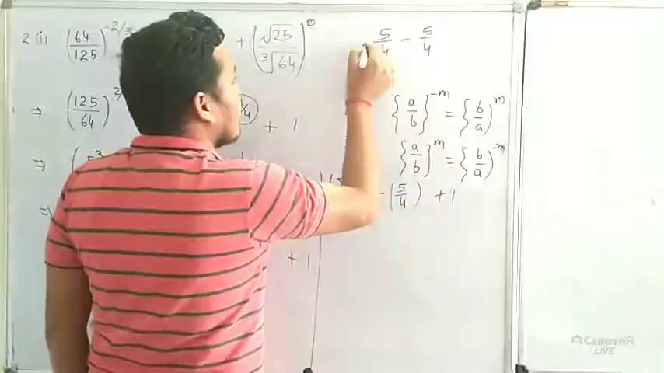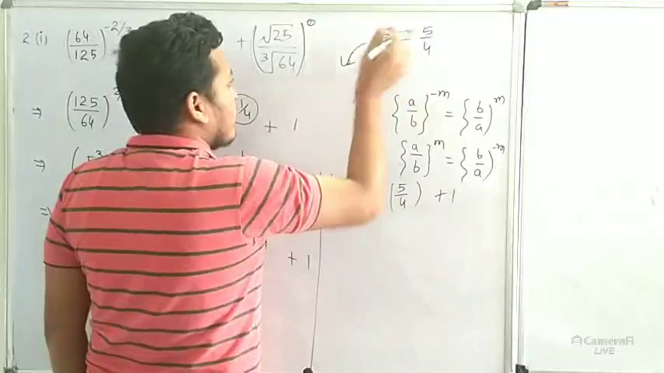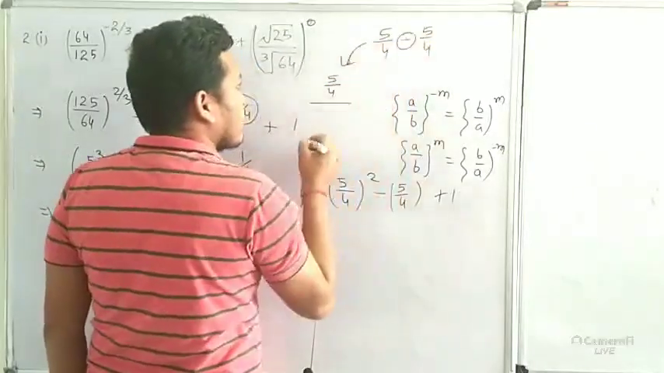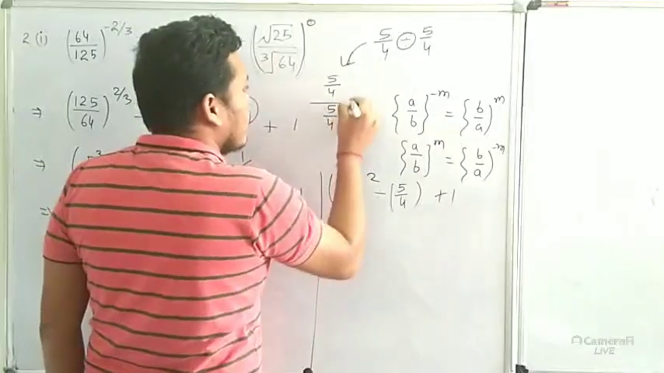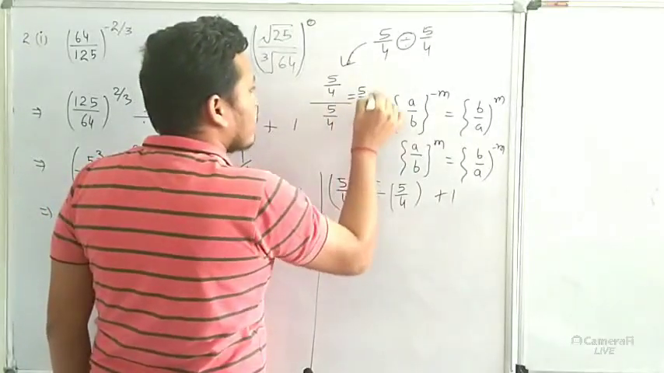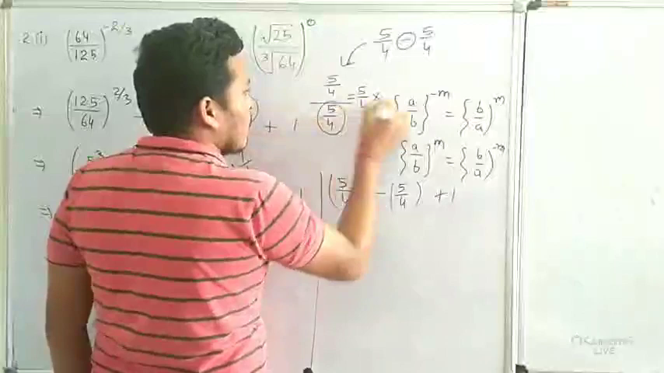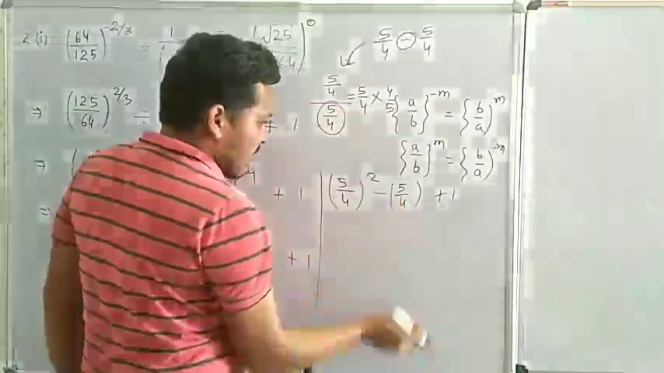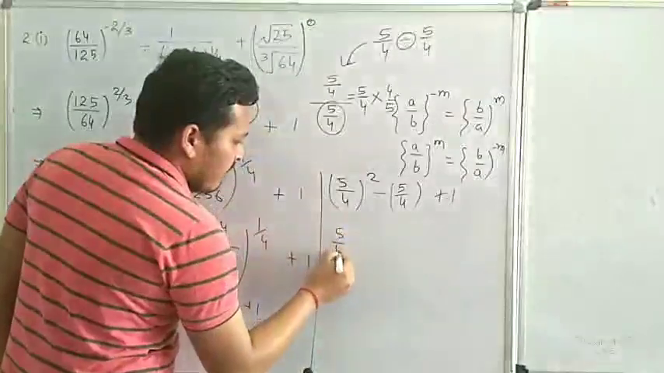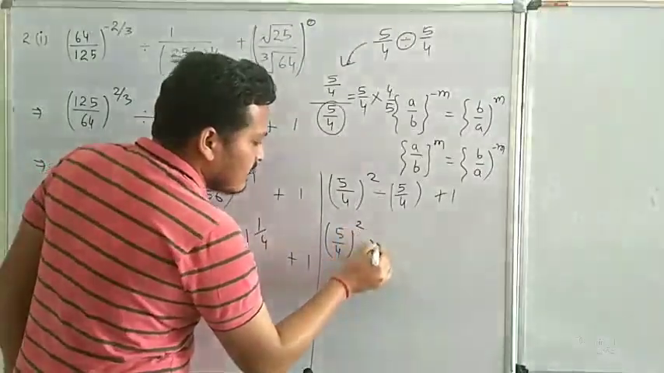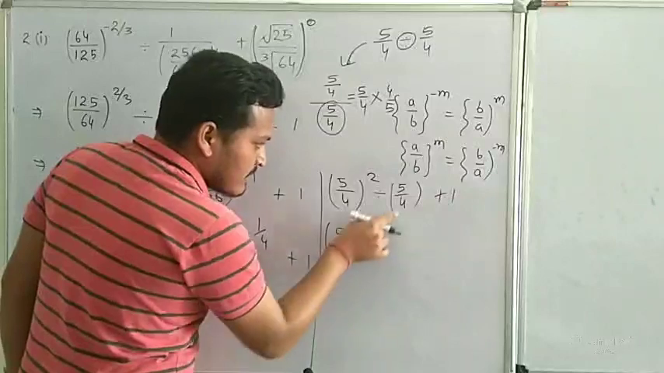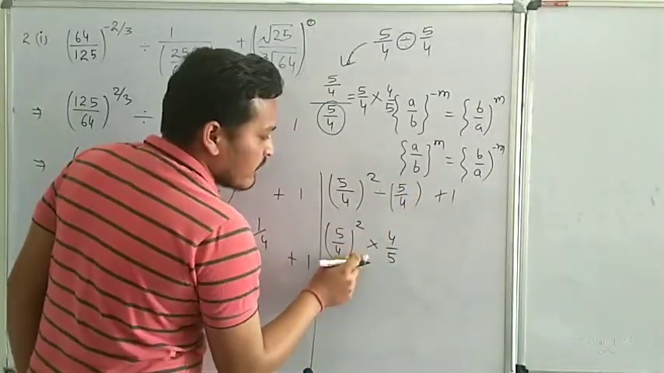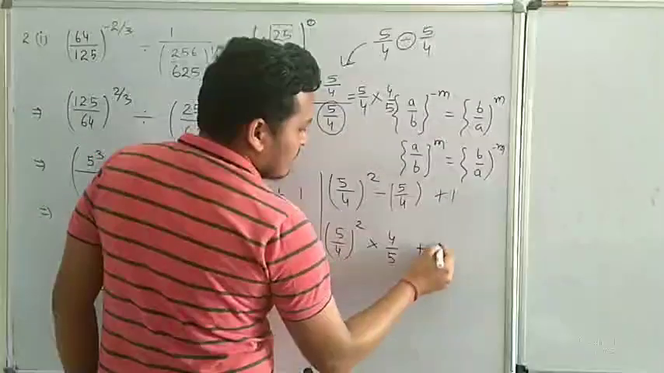This is the long method. How can we solve by the division method? So this one we can write 5 by 4 upon 5 by 4, because there is the division sign. So this part we can write as 5 by 4 multiplied by the reciprocal of the fraction in the denominator, 4 by 5. So directly we can write here 5 by 4 whole square, then the multiplication sign, and this will be reversed. So this divisor has converted into what? Multiplication, and plus 1.